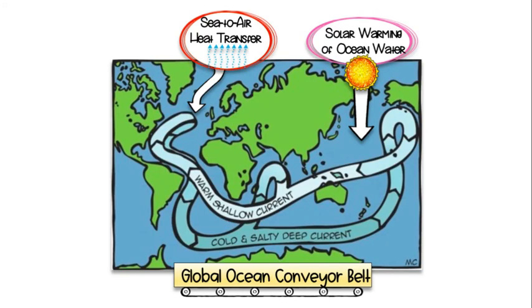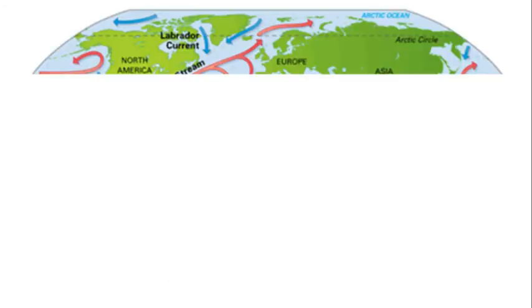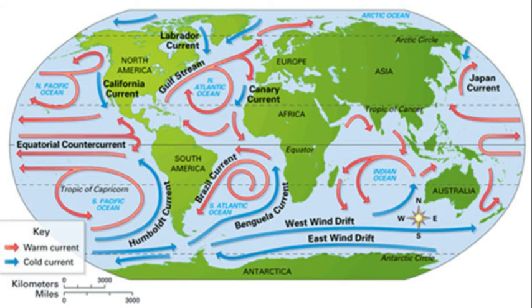The constant circulation of water is known as the global ocean conveyor belt. The water is constantly moving in a regular pattern. Here's another diagram that shows the movement of warm, shallow currents and cold, dense currents. Notice the clockwise pattern in the northern hemisphere and the counterclockwise pattern in the southern hemisphere.